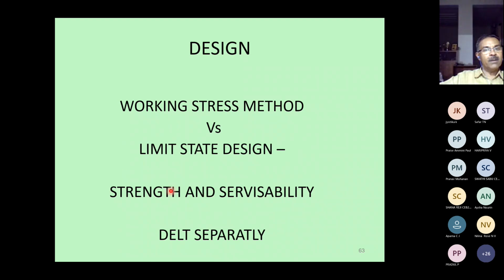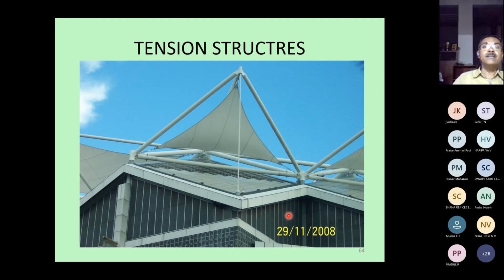We take a higher strength allowable in the material, but at the same time, we check serviceability like deflection, crack width, corrosion, fire resistance, all this comes into serviceability. Serviceability is checked in a separate way. So they are dealt with separately. Now this is a tension structure, a tensile fabric structure.